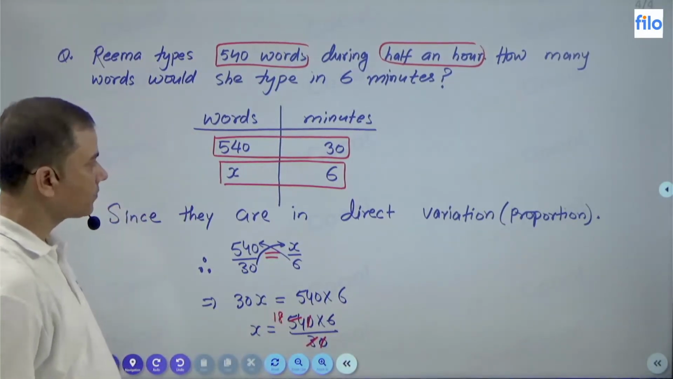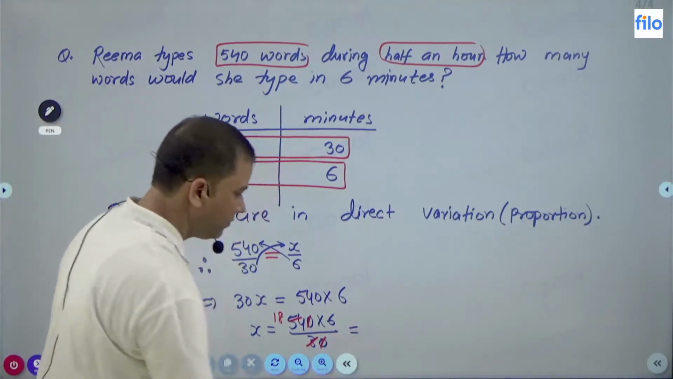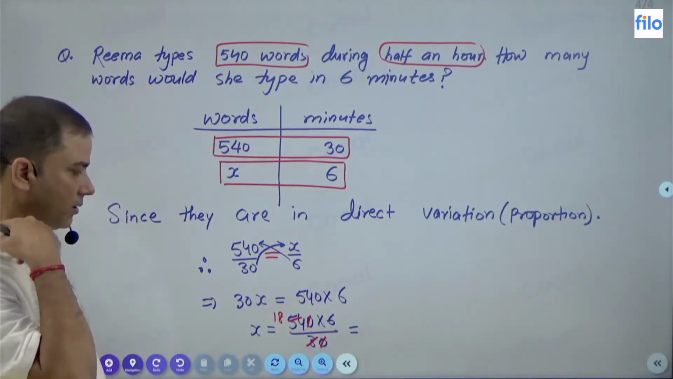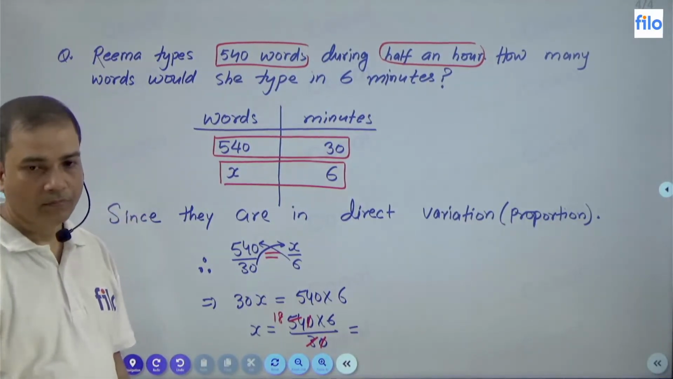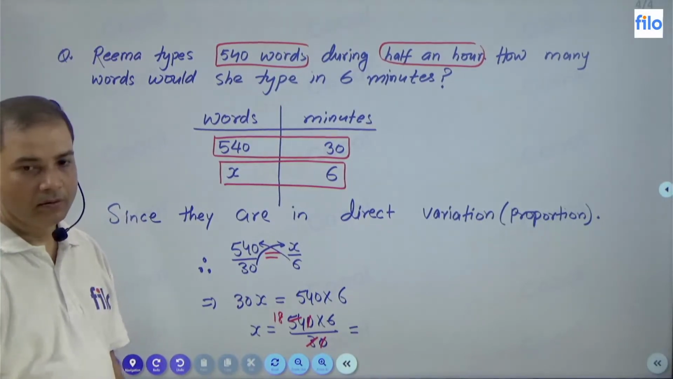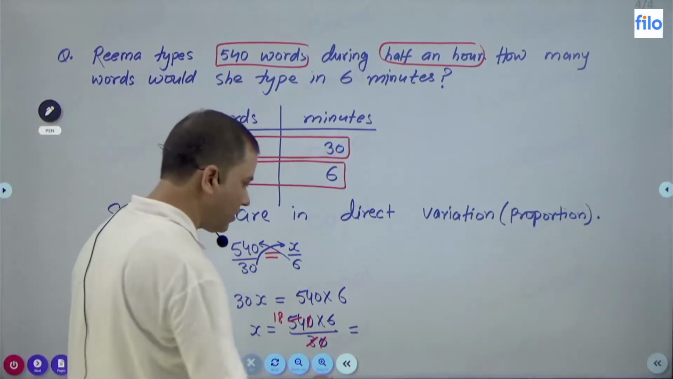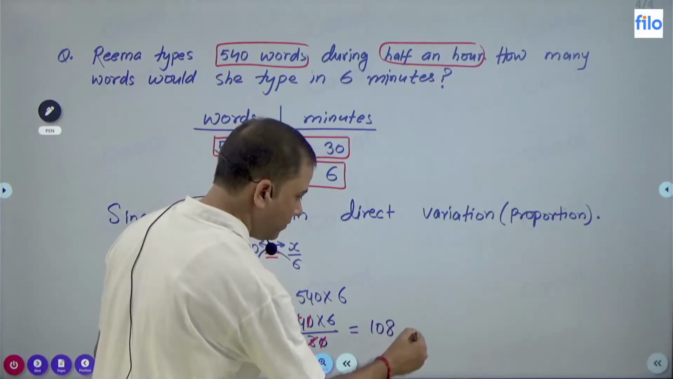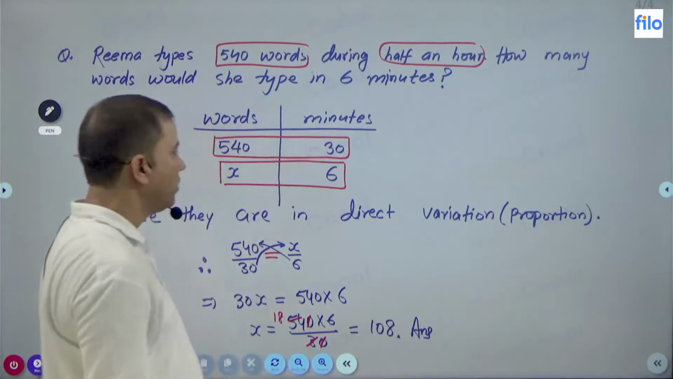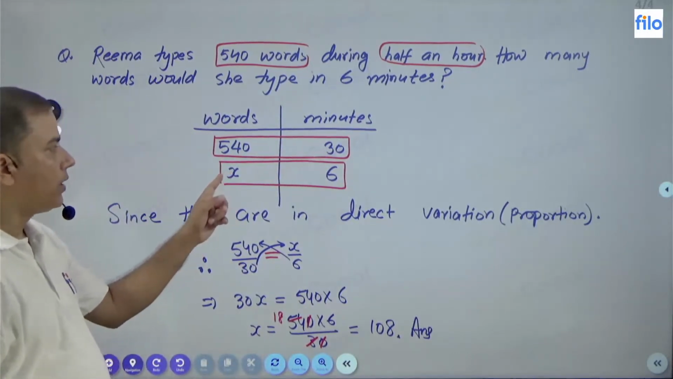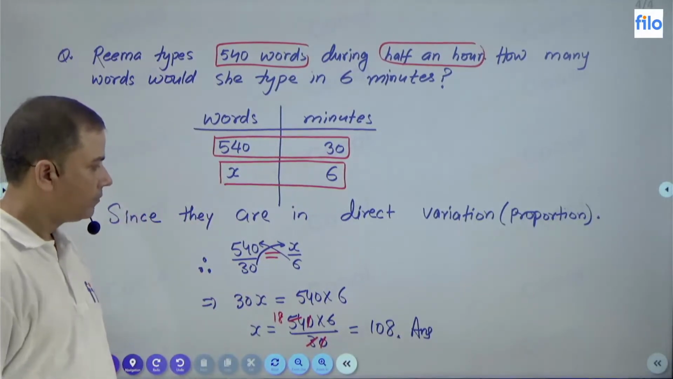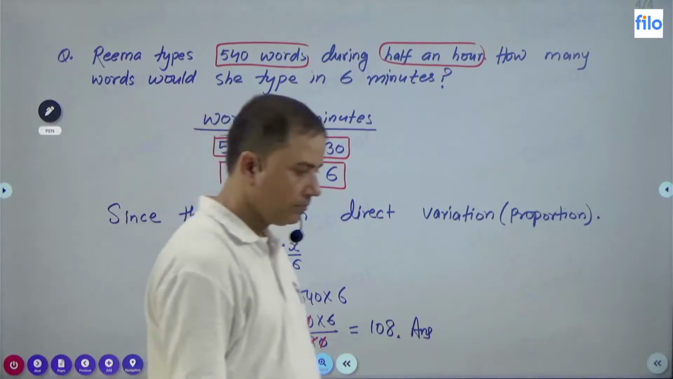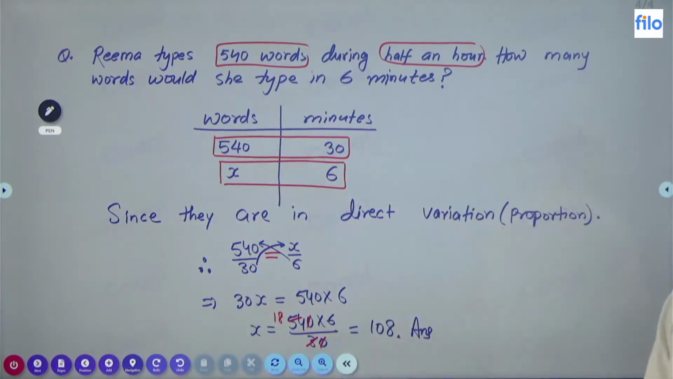How much? 18 into 6? 108. Oh my god, you don't remember the times table. 108. 108 words will be typed in 6 minutes. Any question?